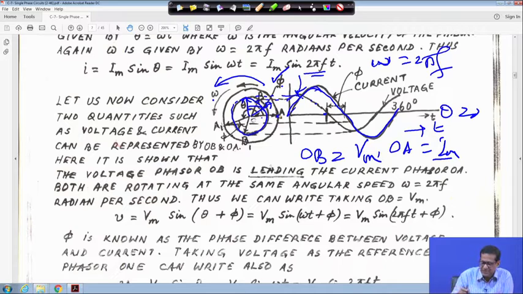Here we have taken two quantities, voltage and current, represented by OB and OA, and everything is written here. Here it is shown that the phasor OB is leading the current phasor. What does it mean to be leading or lagging, right?